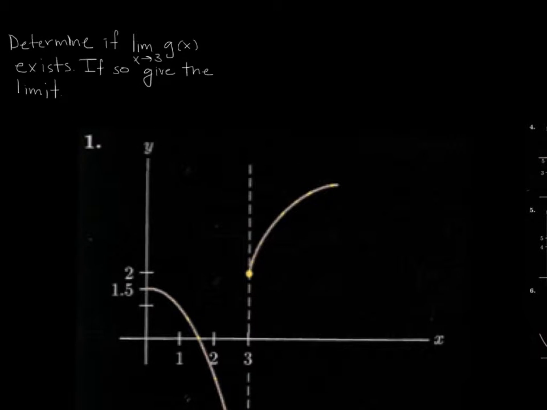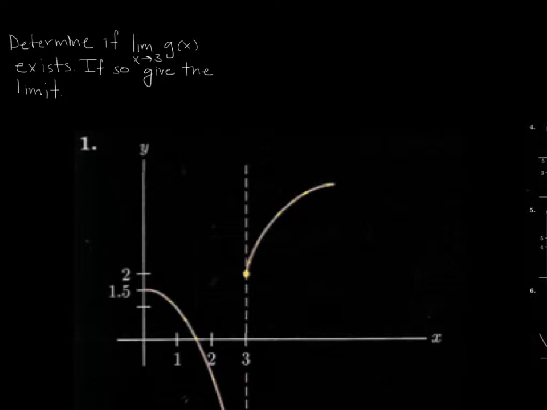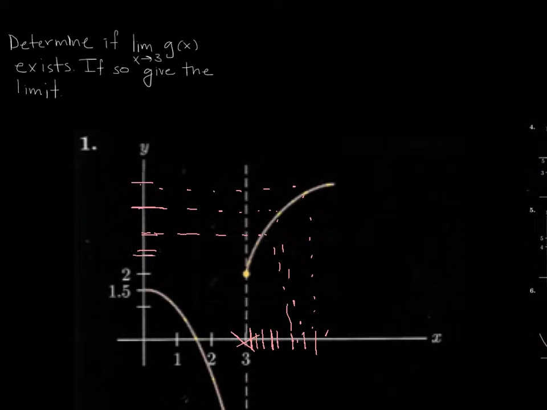So looking at number 1, if we approach 3 from the left, meaning we plug in values to the left of 3 but getting closer and closer to 3, we can see that the values will approach 2, or the output values will approach 2. So as we approach 3 from the right-hand side, it looks like the limit is approaching 2.